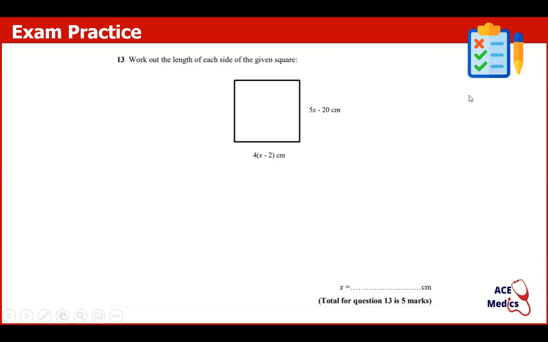So this is a 5-mark question. So quite a lot of marks really. Work out the length of each side of the given square. So they want you to basically work out what x is and use that to work out the actual length in a number rather than as a formula or as an equation. Work out the length of each side of the given square is a key phrase here as well. So have a go at this question. It's quite a tricky one to start with.